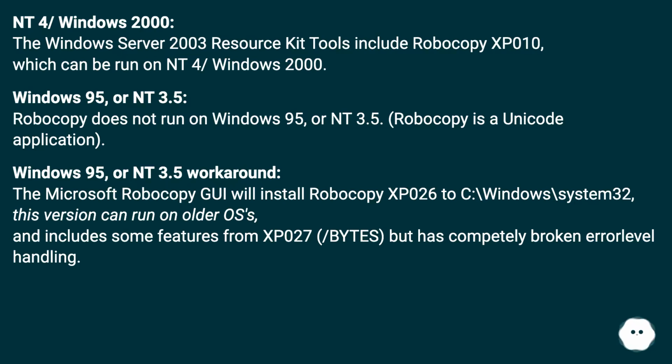NT4/Windows 2000. The Windows Server 2003 Resource Kit tools include Robocopy XP010, which can be run on NT4/Windows 2000, Windows 95, or NT 3.5. Robocopy does not run on Windows 95 or NT 3.5. Robocopy is a Unicode application. Windows 95 or NT 3.5 workaround: the Microsoft Robocopy GUI will install Robocopy XP026 to C:/Windows/System32. This version can run on older OSs and includes some features from XP027, but has completely broken error level handling.